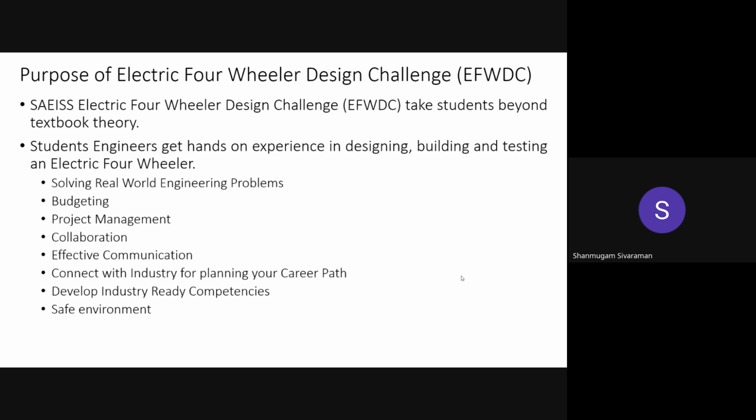Like I said, for mechanical engineering we have failure mechanisms, and for electrical engineering also, like that for electronics, like that for control, like that for software. That means we have a bucket of problems to be solved when we design, build, and test a vehicle, especially an electric four-wheeler. So this is solving real-world engineering problems.